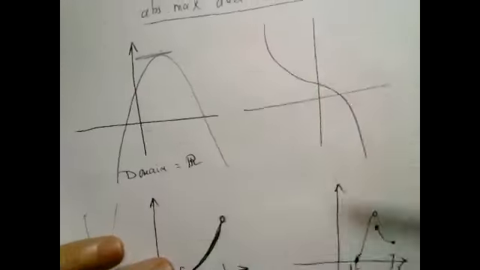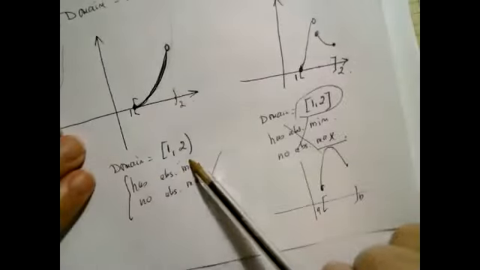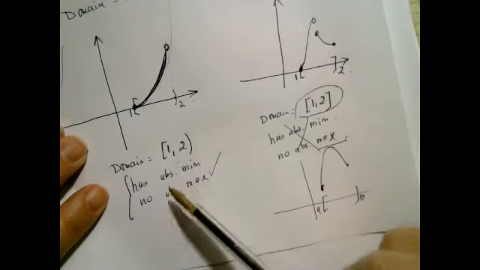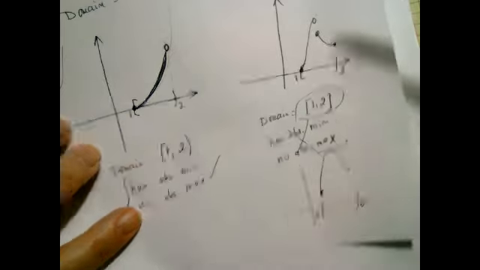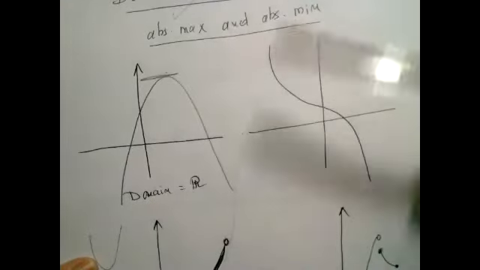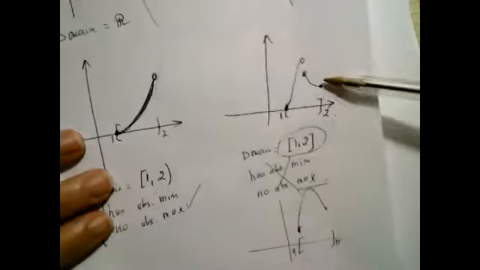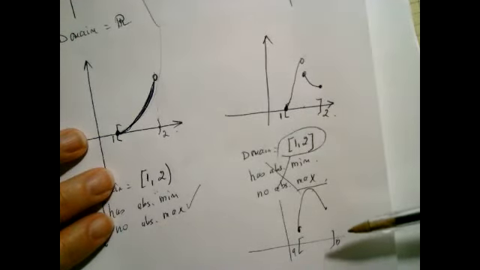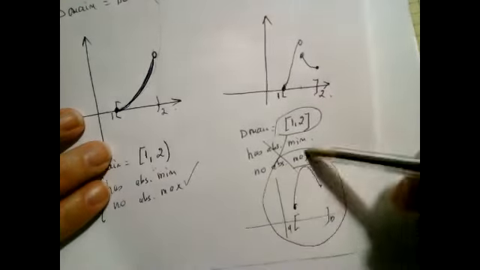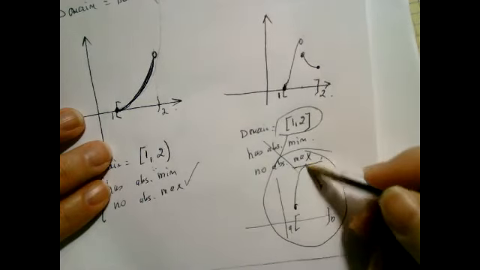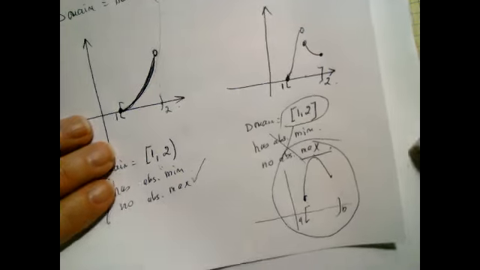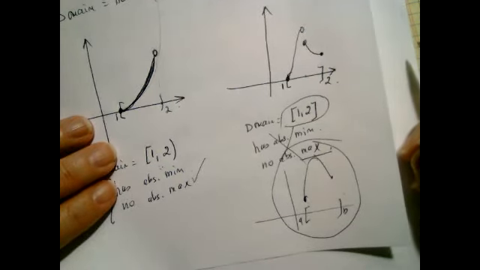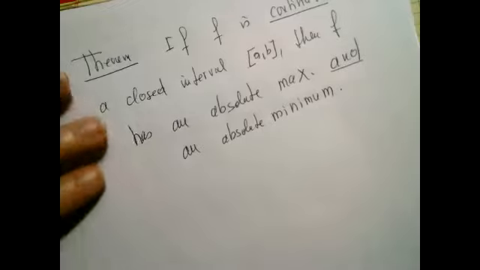If the interval is open like this, no. We may have an absolute min and no absolute max. If the domain is all of R, forget it, we may or may not. If the function is not continuous, we may or may not. If it is continuous on a closed interval, we have to have an absolute max and an absolute min. So there are some restrictions on the function to guarantee the existence of both of them. That's really the situation.